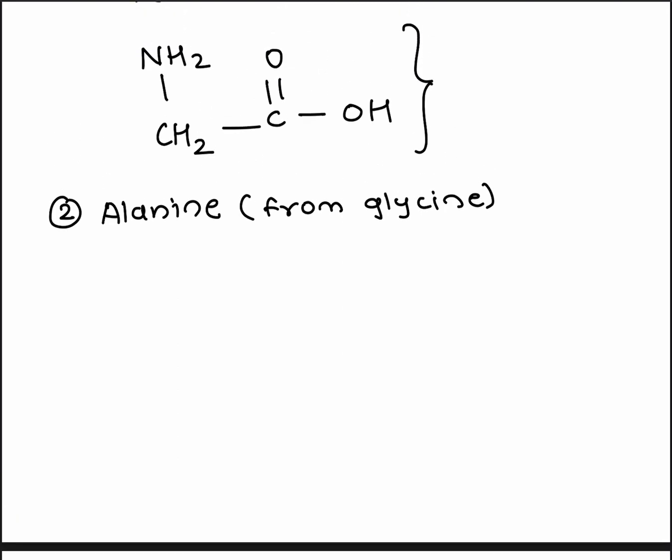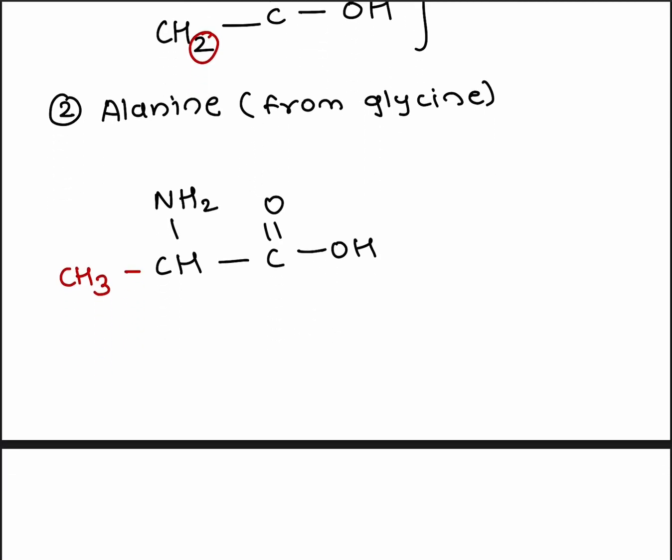Now listen, draw everything as given in glycine, and there are some minute changes that we are going to make. Now what are the minute changes we are going to highlight? Here we had removed one hydrogen, and we replace that hydrogen with a methyl group. This is how we are going to draw alanine, which is from glycine.